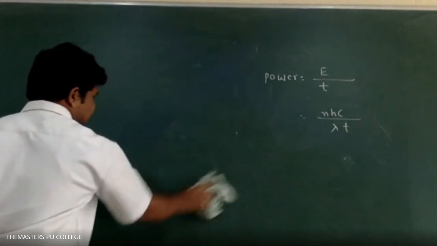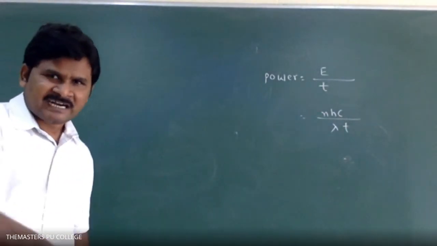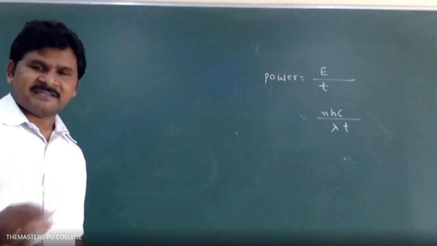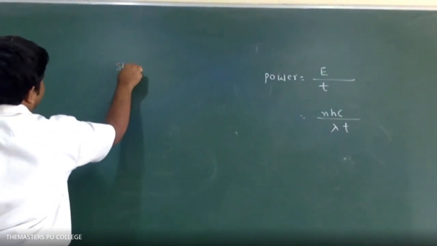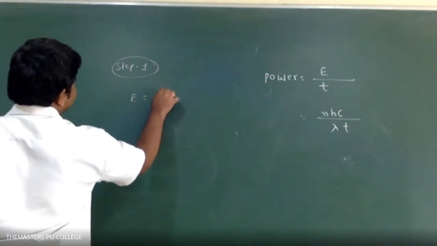Please listen. Later you practice. Why? Because if you start with this problem, we have only 7 minutes time. We complete easily. Trick I will say. First, step 1: calculate E is equal to hc by lambda.